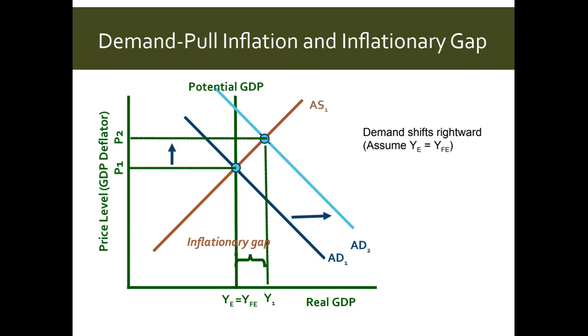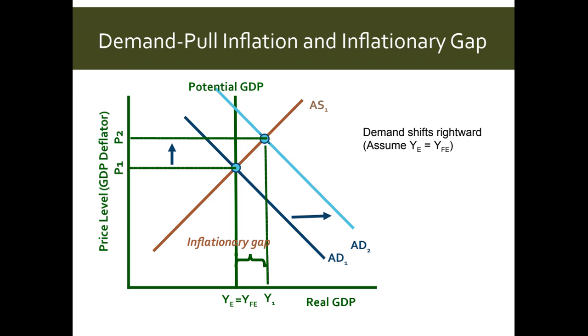So just consider AD1 curve, that is aggregate demand curve, and AS1 curve, and potential GDP. So these 3 curves will give you full employment equilibrium. That is YE, equilibrium income, is also equal to YFE. There's no problem of inflation. There's no problem of unemployment. The economy is operating at full employment. There's no cyclical unemployment. That is the best situation.